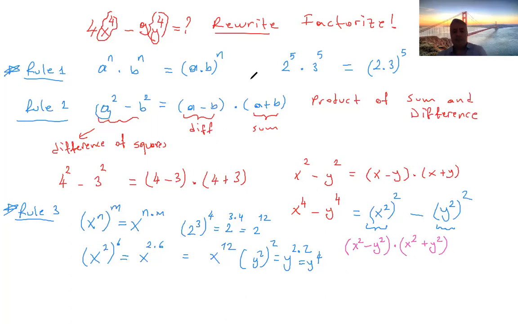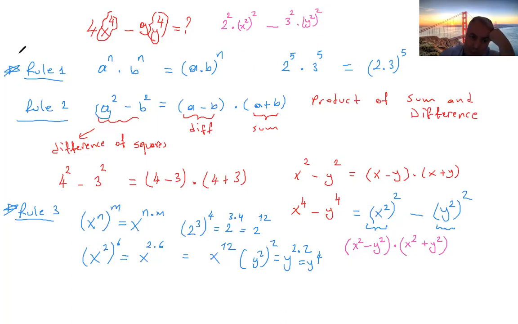Now let me solve my question. How can I solve my question now? I can solve it like this. 4 times x to the power of 4 means 2 to the power of 2 times x squared to the power of 2. Check it, please. Is it okay or not? Yes, because 2 to the power of 2 is 4, and x squared to the power of 2 is x to the power of 4. Similarly, minus 9 means 3 to the power of 2 and y squared to the power of 2.